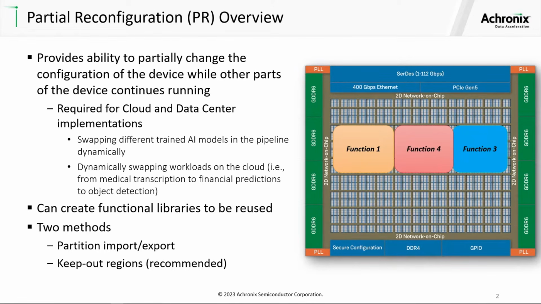You can create functional libraries from those functions that get created, those partial reconfiguration functions, and then export them to be reused later. So there are really two methods that you do partial reconfiguration. The first is the partition import export method, which would be useful if you're creating libraries and then want to bring them back in. And we'll talk a little bit about why our architecture is a little unique and easier to use to do those kinds of things. But the method we're going to focus on today for this tutorial is the keep out region method, which is the recommended method of creating them.